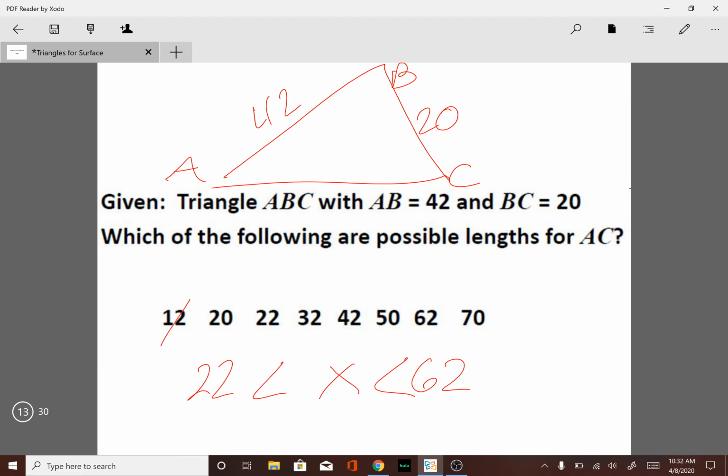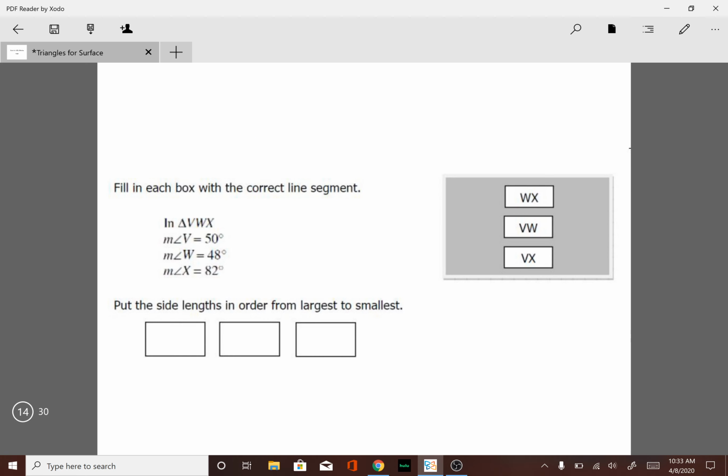So that means 12, nope, 20, nope. Now, since this is just a greater than, it is not a greater than or equal to, it cannot be 22 either, and it cannot be 62. So we have our 3 answers in the middle of our possible lengths.